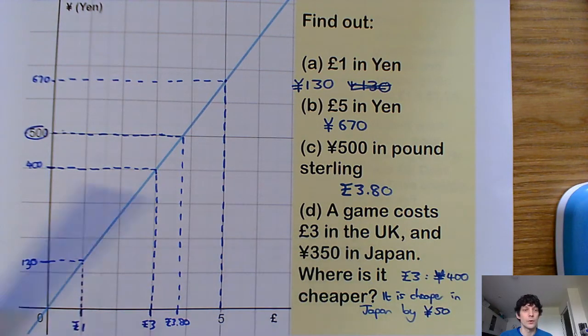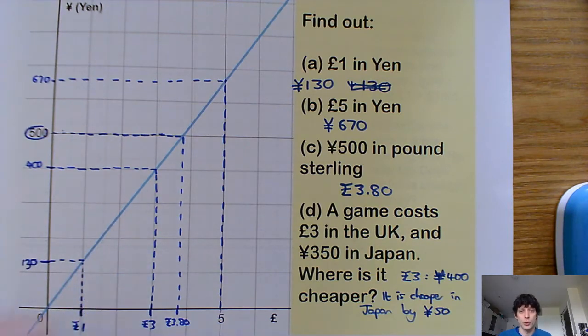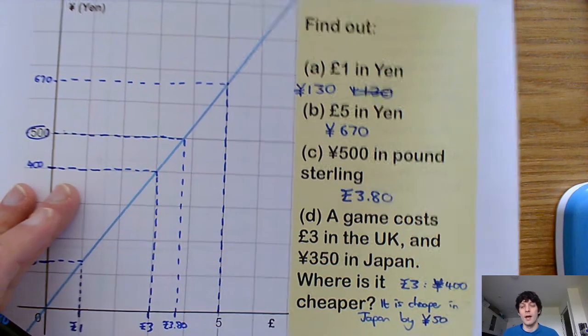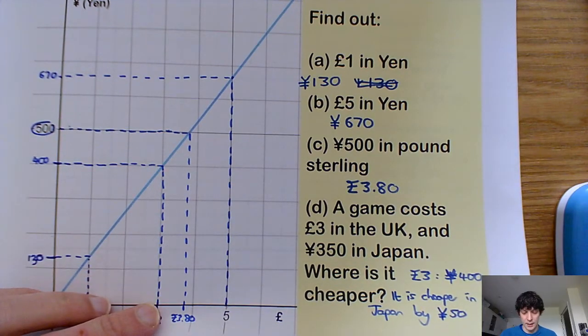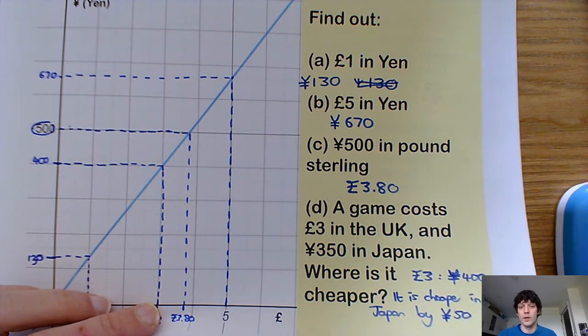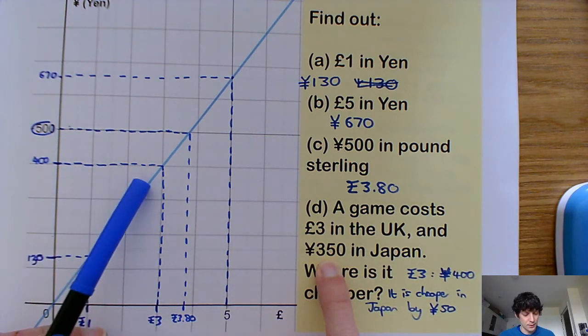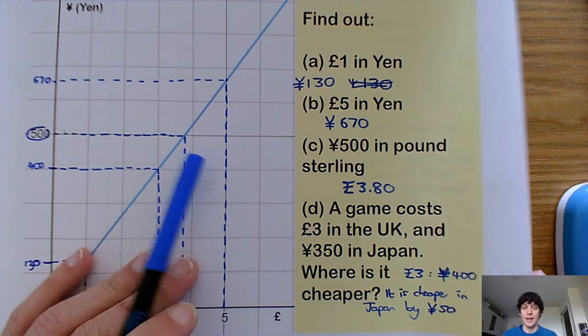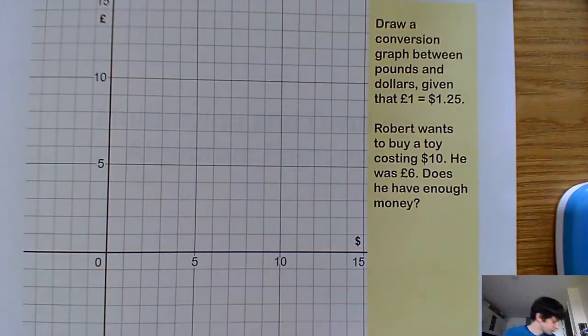Okay, and I could have also converted 350 yen into pounds and got about £2.60, something like that, and said that it was cheaper or more expensive in the UK, because if we convert the 350 yen into pounds, it would be less than £3, so it would be more expensive in the UK.